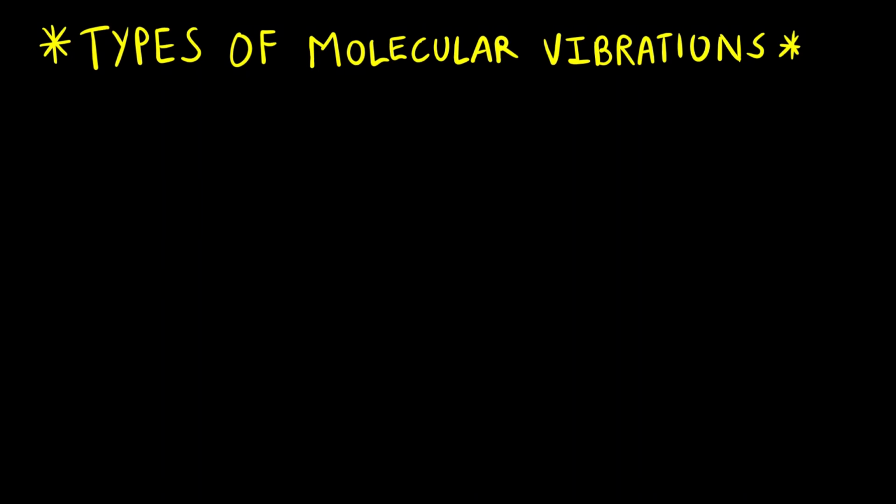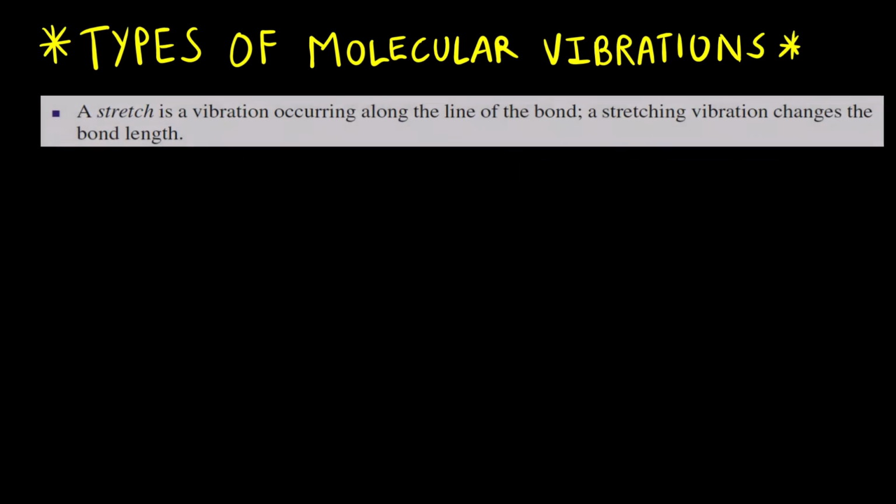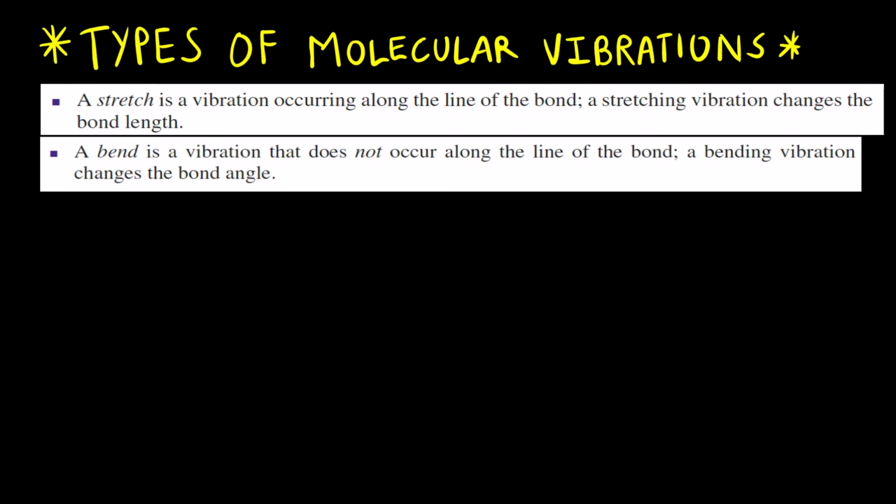So now, at the end, we have to see the different types of molecular vibrations. They are of two types, as we had seen in the last video. If you have not watched that video, I will provide the link in the description. One is the stretching mode of vibration, another is the bending mode of vibration. In stretching, there is a change in the bond length of the bond that is vibrating. In bending, the vibration does not occur along the line of the bond, so what changes is the bond angle.